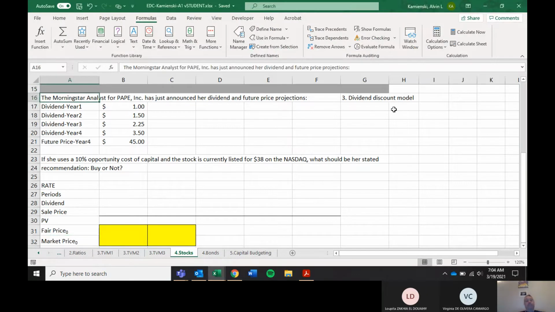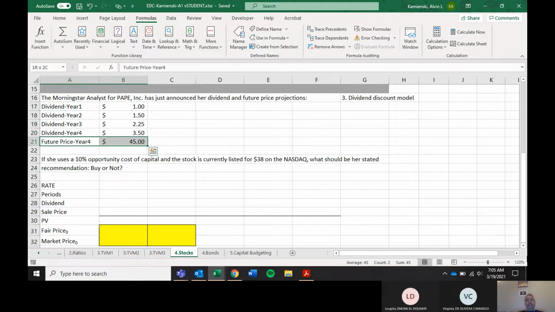So let's say we have an analyst at Morningstar looking up a company called PAPE Inc., and that company has come out to the public and via its investor relations function has said, here is what we're telling you. 1 year from now, we plan on paying a $1 dividend. And 2 years from now, we're going to up that dividend by 50 cents to $1.50. In the third year, we're going to up it by another 75 cents to $2.25. And then finally, in that fourth year, we're predicting that we will up the dividend by another 125 to 350.